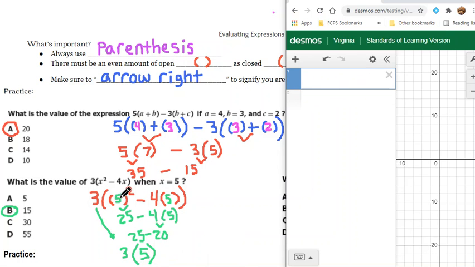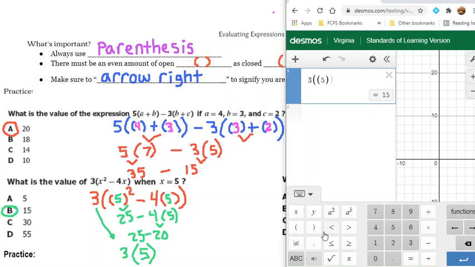I'm going to type in this right here after I substitute it. Let's see, 3, and then I see parentheses, parentheses, 5, close parentheses, squared. For squared, I can hit this calculator button, and I see the A2 is my squared. And then minus 4, parentheses, 5, and then close out my parentheses, and I get 15. So Desmos is a very useful tool. You just have to make sure you substitute in with parentheses.